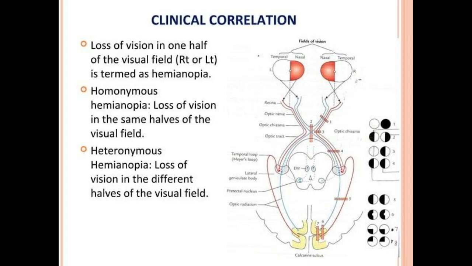Homonymous hemianopia is a visual field defect that affects both eyes and results in a loss of vision on one side of the visual field in each eye. This means that the person with this condition cannot see objects on the same side of their visual field in both eyes.